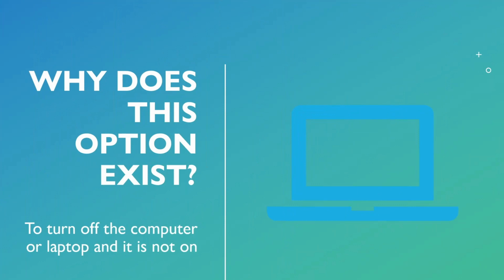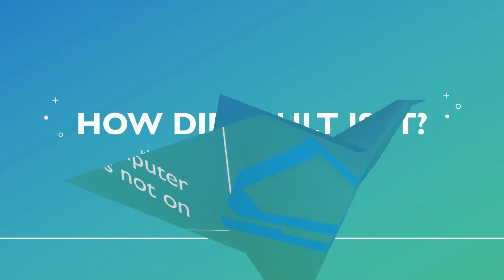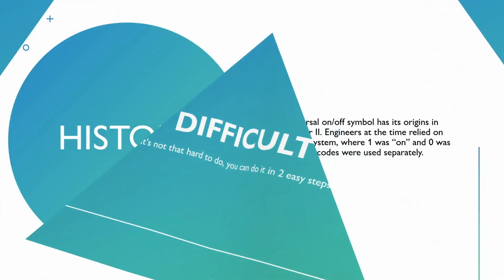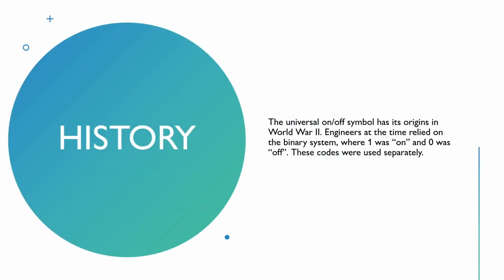Why does this option exist? This option lets us turn off your computer. So, next option. Is it difficult? No, it isn't, it's easy because it's just 2 steps. The history, I don't know, the history is just generic.